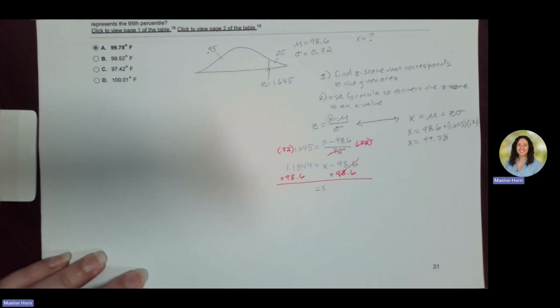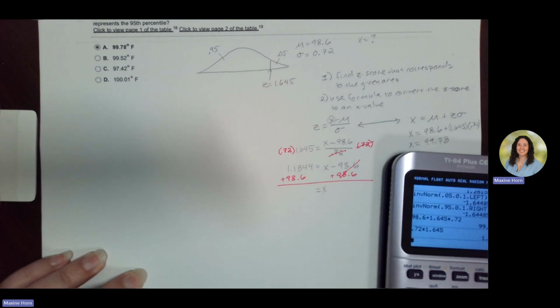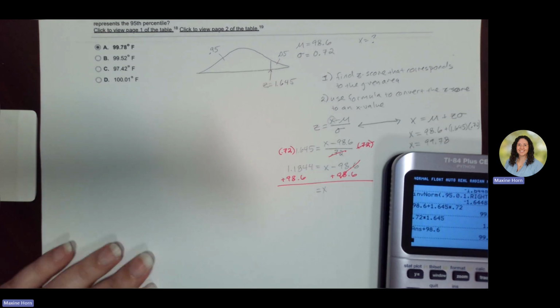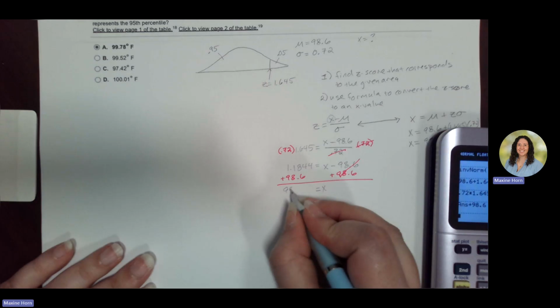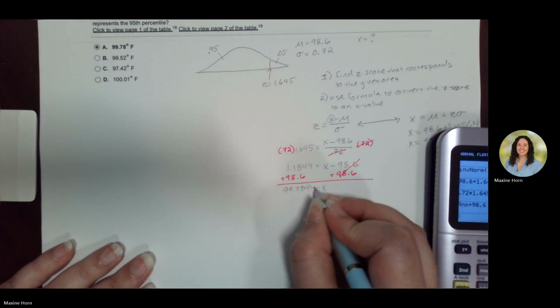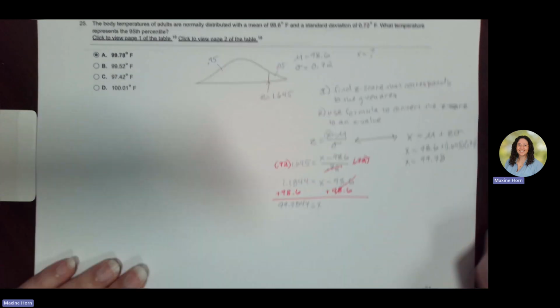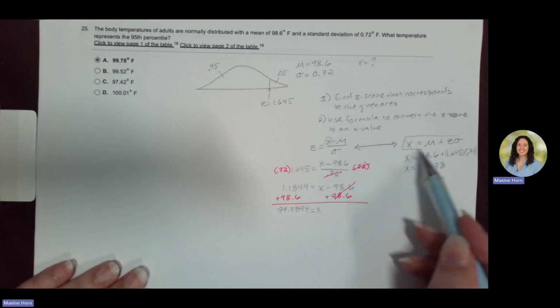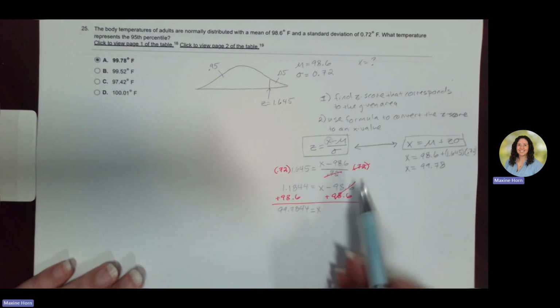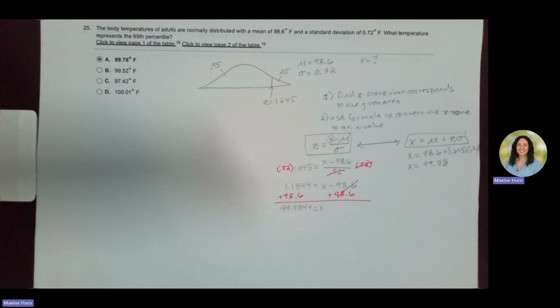And over on the left, we're going to take our 1.1844 and we're going to add 98.6. And we get 99.7844, which if we go to 2 decimal places is 99.78. Okay, so whether you memorize this formula or whether you just use this formula and just feel comfortable solving equations, you'll get the same thing.